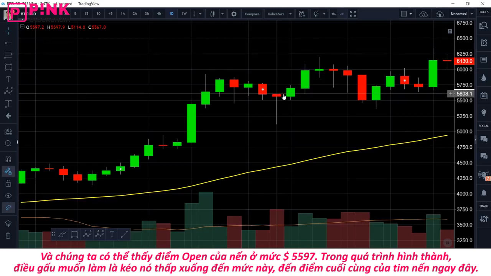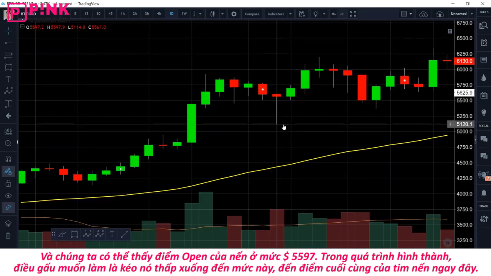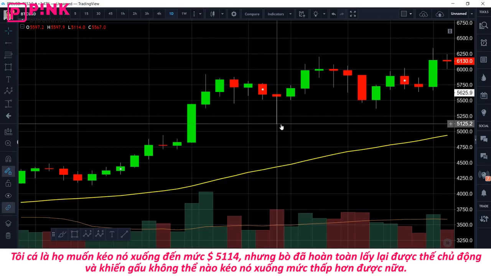$5,597, right guys? Now during the formation of this candle right here, what the bears tried to do was push it all the way down here, all the way down to over here, and it got to a low of what, guys? It got to a low of $5,114, right? But what happened during the candle formation and by the end of the close?